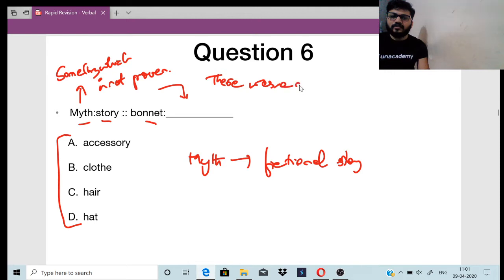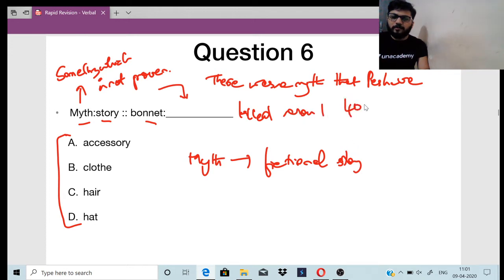There was a myth that Peshwa killed around 4,000 people. Yes, even mechanical can attend this lecture, Akshat. You know, sir, we will take a guess, we never leave a chance. So that is what. So myth is a fictional story.